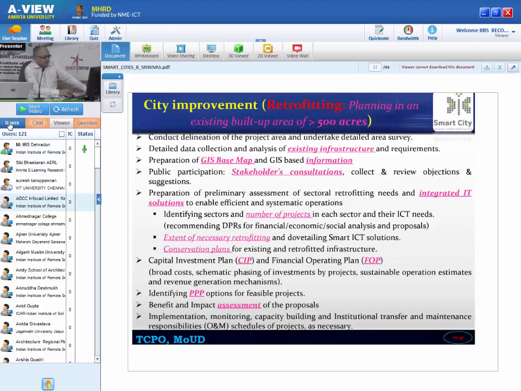These slides actually tell about how to go about retrofitting, what sort of steps you should take to ensure retrofitting. I'll not go into details because less time will be left for discussion or answering your questions. But it gives details: you need to delineate the area, collect data, prepare the GIS-based map and incorporate all the GIS-based information, have public participation, have CIP and FOP, and detailed information on costs, schematic, phasing, investment. Identify PPP, any private player who is interested, then also identify the benefit and impact assessment of the proposals. Then you also need to have a monitoring mechanism.